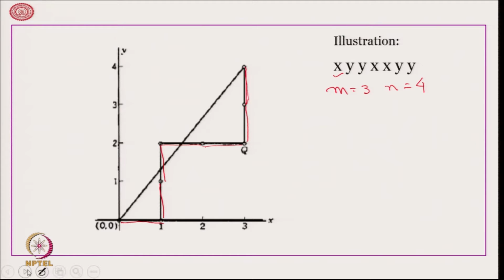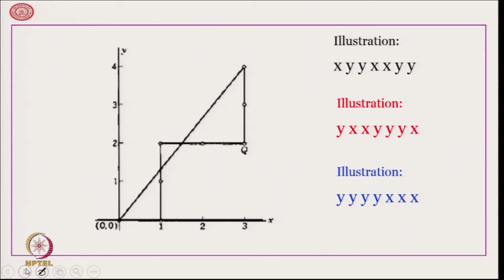Let me illustrate again with some other example. So, consider y x x, y y y x. What will be the path? The path is going to be like this. From 0 0 with y, we shall go up to 1, then 2 x's, so we come here, from there we come here, then 3 y's, 1, 2, 3, and then 1 x, we reach m n, which is 3, 4.